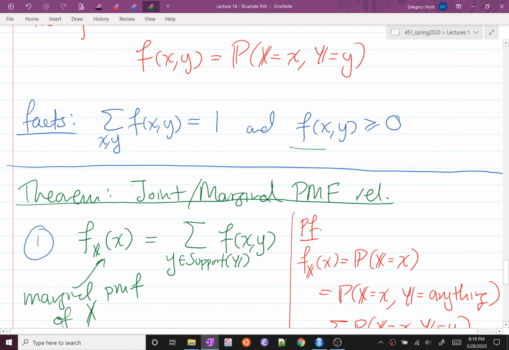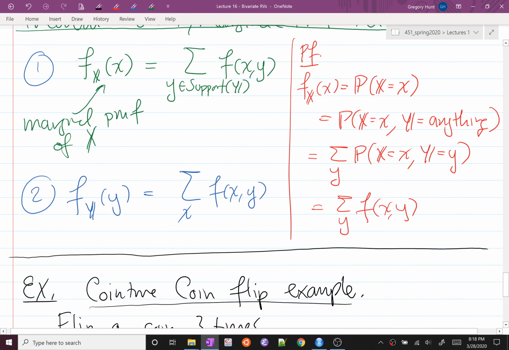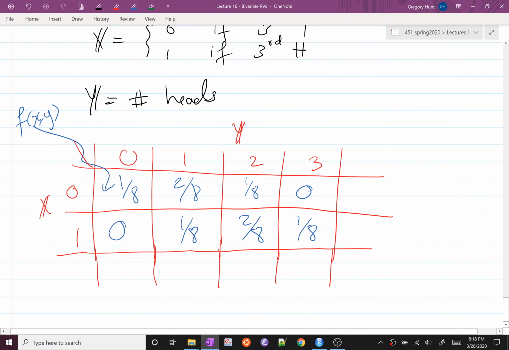One is that they better all be bigger than 0. The table is full of f(x,y). Yeah, they're all bigger than 0. Do they sum to 1? If I sum over all values of x and all values of y, they sum to 1, hopefully. 1/8, 2/8 is 3/8, 4/8, 5/8, 7/8, 8/8.